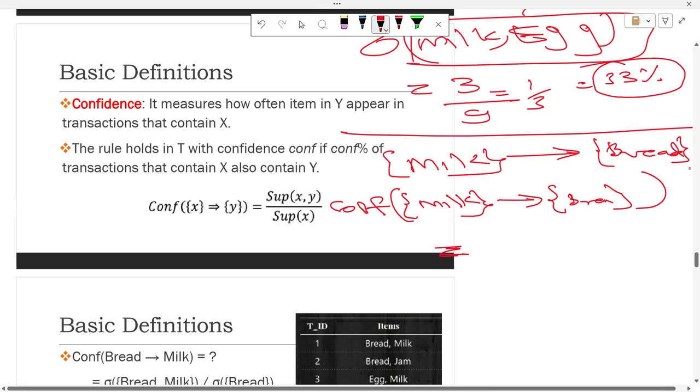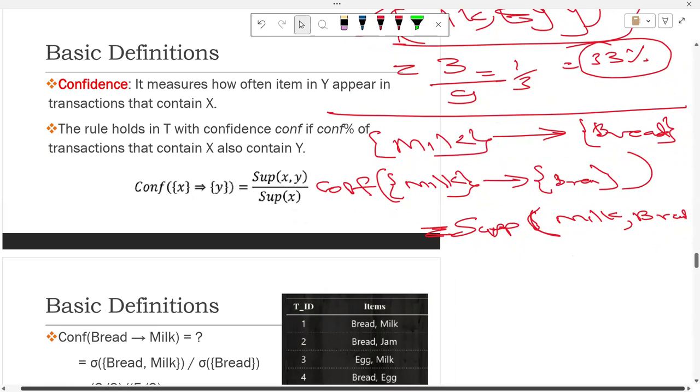To calculate the confidence of milk implies bread, you need to calculate the support of milk and bread, then divide by the support of milk, right?